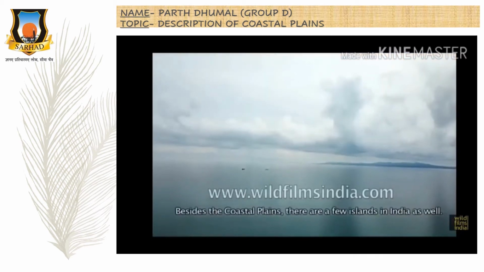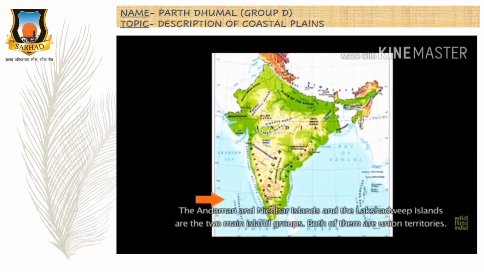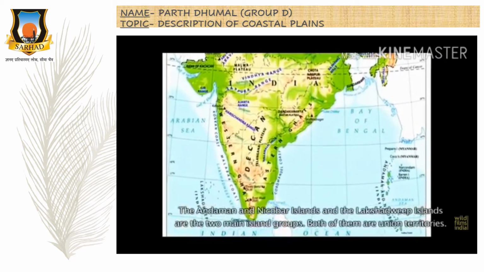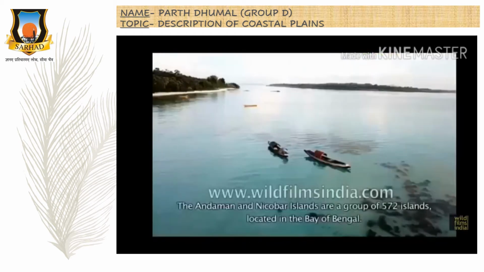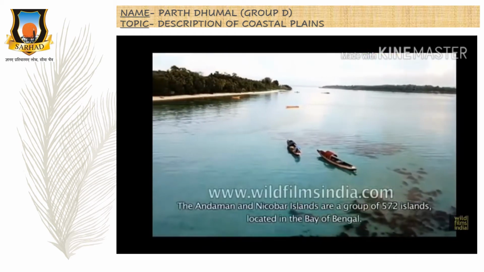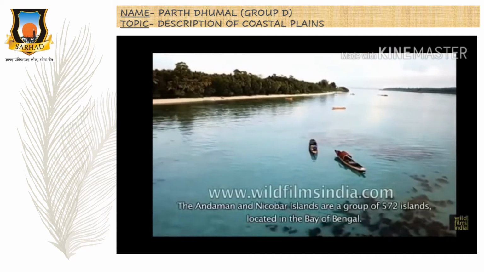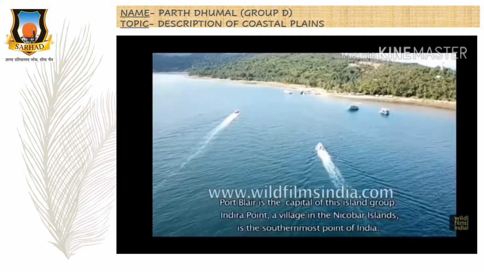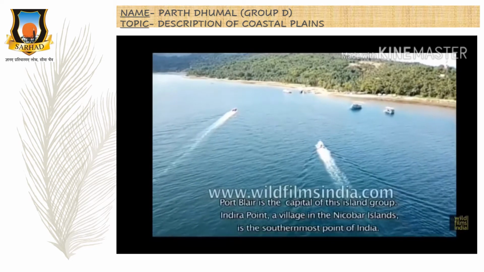Besides the coastal plains, there are a few islands in India as well. The Andaman and Nicobar Islands and the Lakshadweep Islands are the two main island groups. Both of them are union territories. The Andaman and Nicobar Islands are a group of 572 islands located in the Bay of Bengal. Port Blair is the capital of this island group.